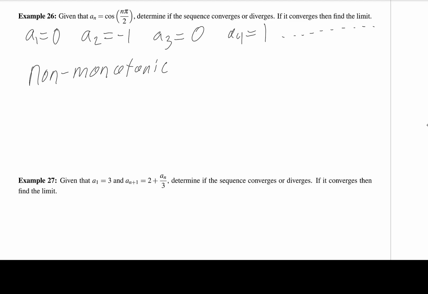Since this is non-monotonic, we know a couple of different things. One, it's non-monotonic. And if we look at A2, A4, A6, A8, and onwards, we're going to be oscillating between 1 and negative 1. So we could look at the absolute value of a sequence like this, and we're not going to get that the absolute value goes to 0. So this tells us that our sequence diverges.